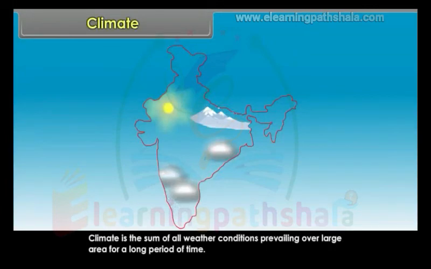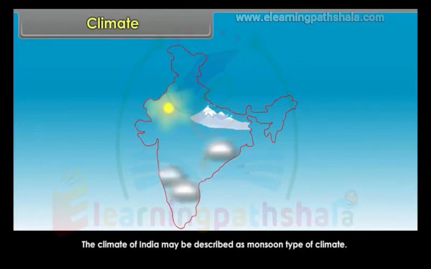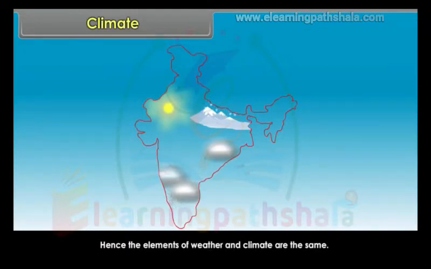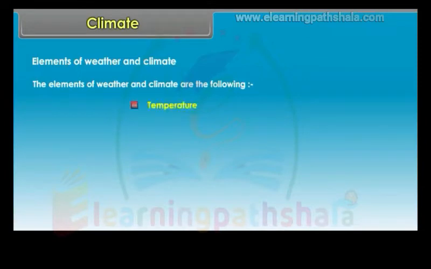Climate. Climate is the sum of all weather conditions prevailing over large area for a long period of time. The climate of India may be described as monsoon type of climate. The climate stands for a generalized picture of the weather conditions of a given place. Hence, the elements of weather and climate are the same. Elements of weather and climate: temperature, pressure, wind direction and humidity.